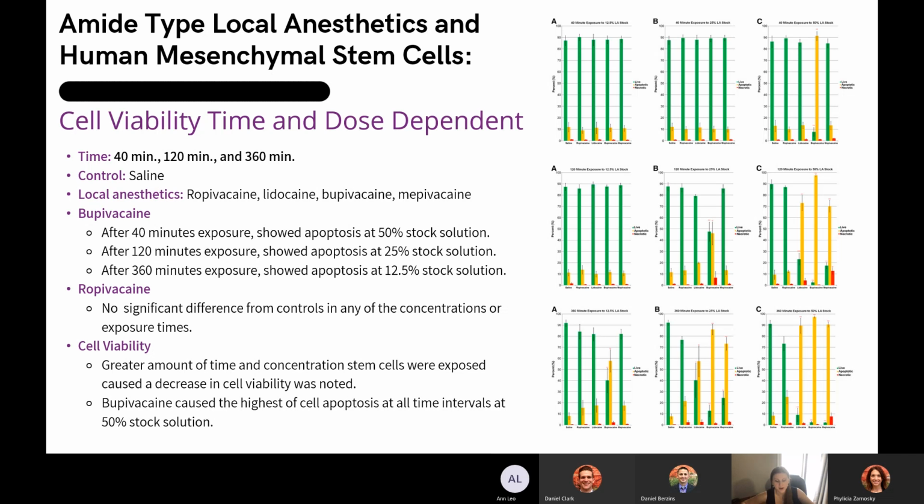So in all 3 graphs, ropivacaine treated cells did not significantly differ from the control in any of the concentrations or different exposure times. So this shows us that ropivacaine in this section had the best effects, or the best outcomes.